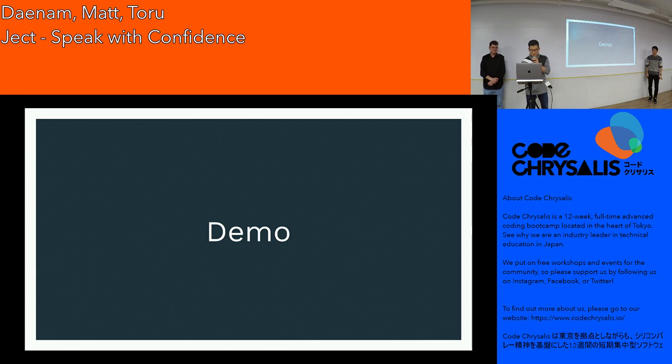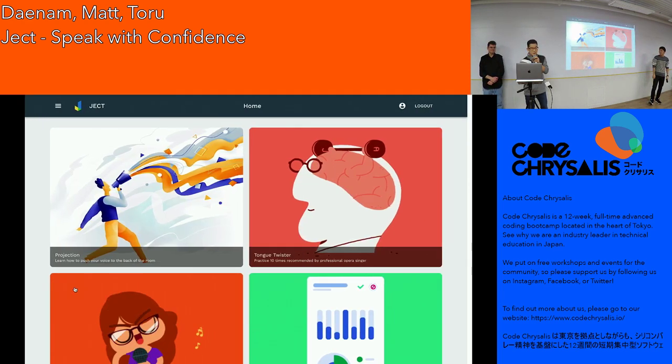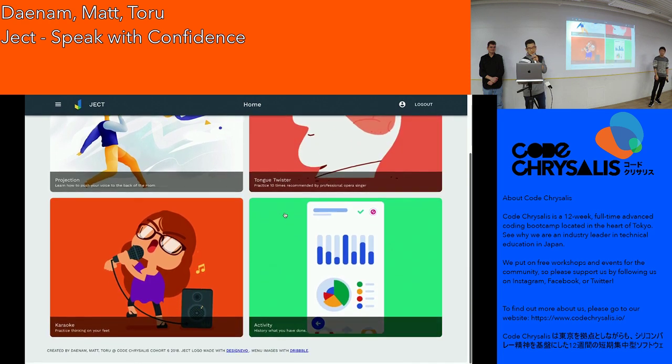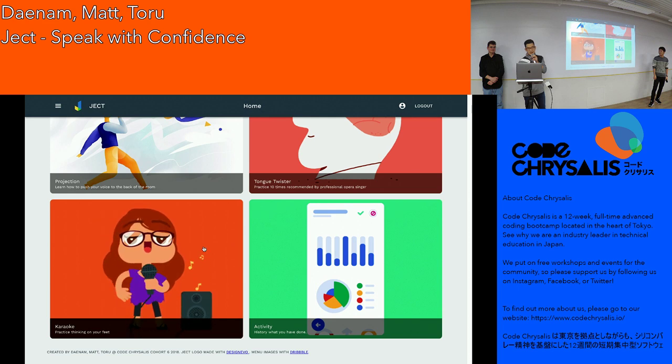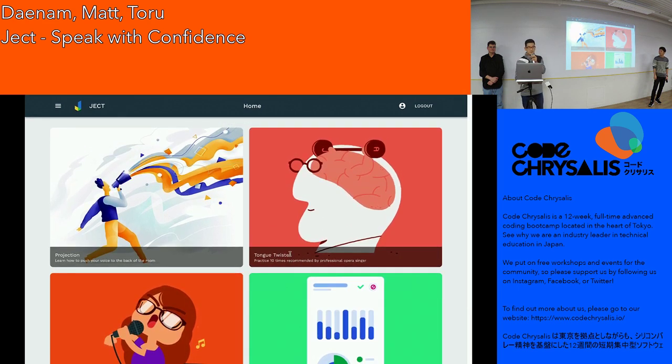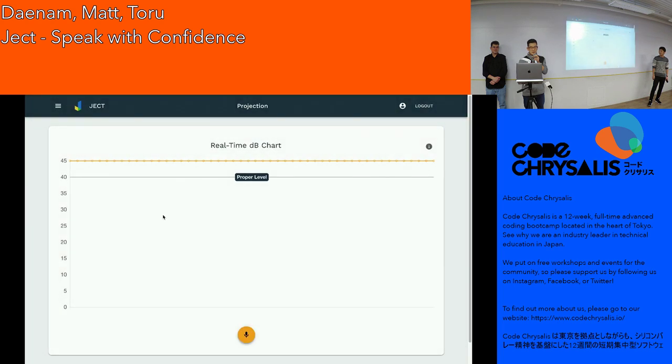Okay, let's take a look at the demo. This is our app, Jack. It has main features: projection, tongue twister, karaoke, and activities for statistics. Now James doesn't have confidence for his public speaking, so he is going to projection to build his confidence. Okay, I'm gonna show you the demo.